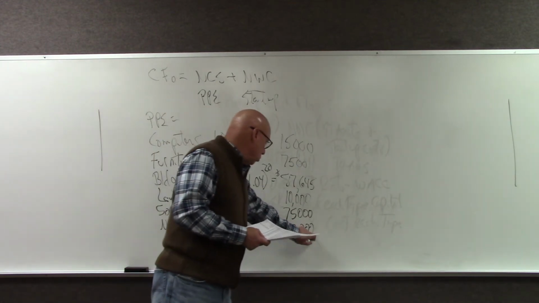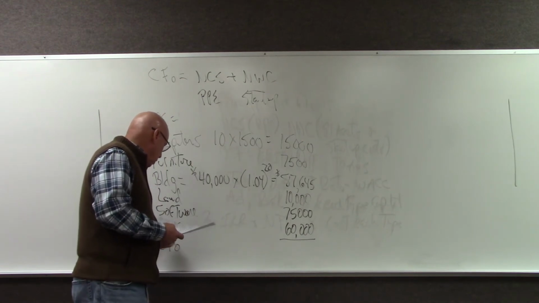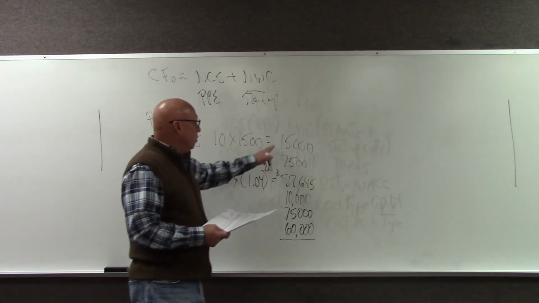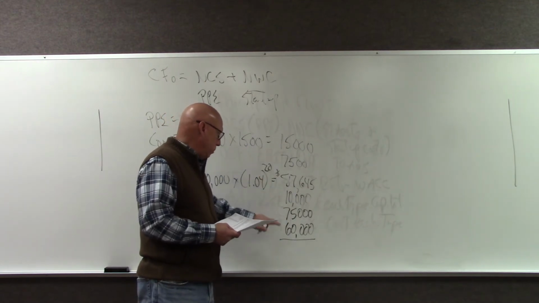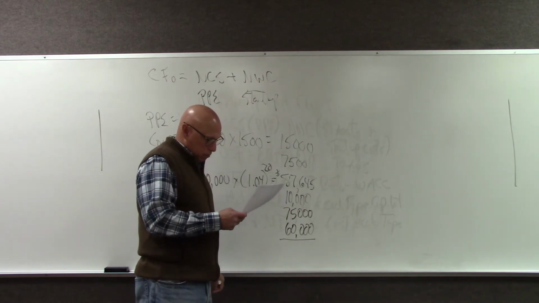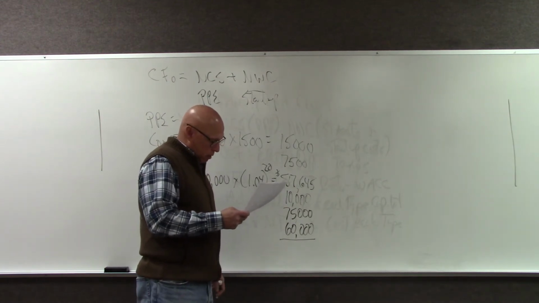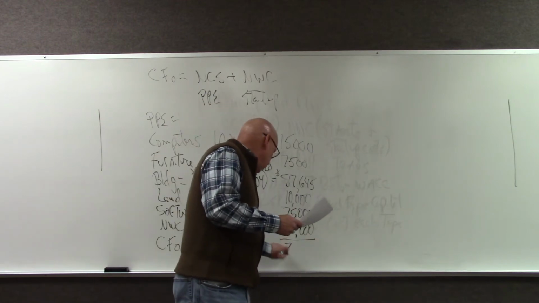So what's our total CF0? Okay, so 15 plus 75 plus 87,645 plus 10,000 plus 75,000 plus 60,000, and that is 265,145.